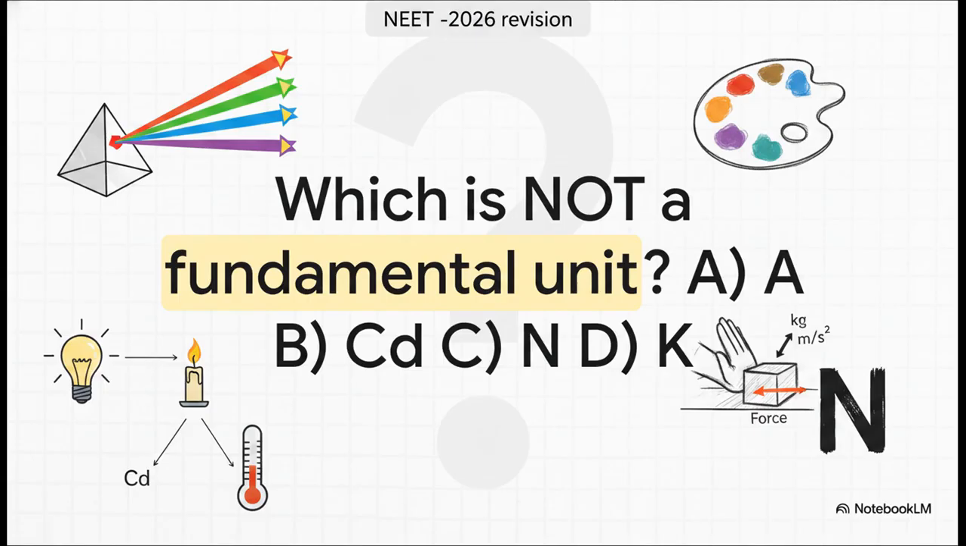Which of the following is not a fundamental SI unit? Ampere, candela, Newton, or Kelvin? Well, using our analogy, ampere, candela, and Kelvin are all primary colors. But a Newton? That's a measure of force, kilogram meter per second squared. It's a mixture, it's a painting. So obviously the answer is C, Newton.